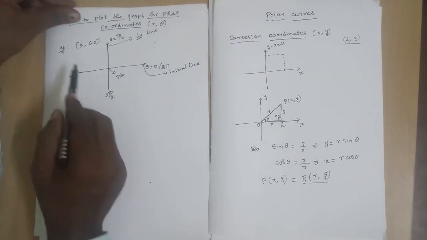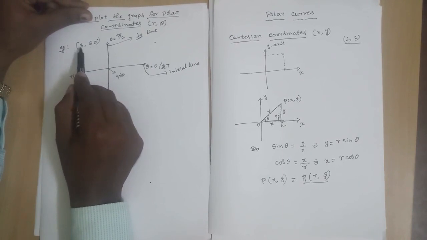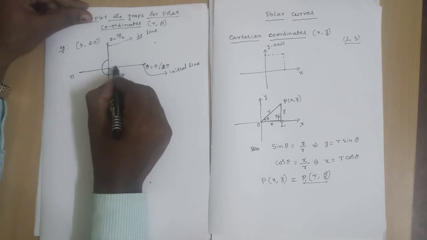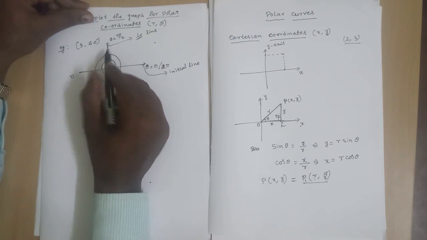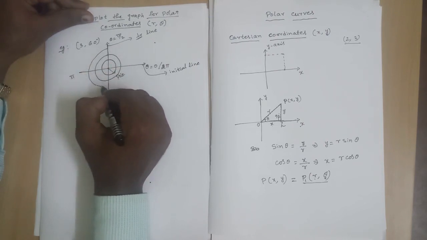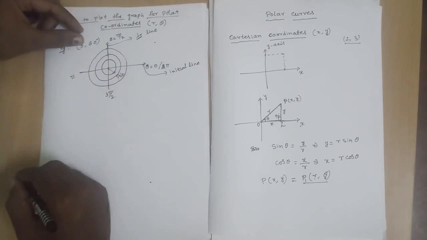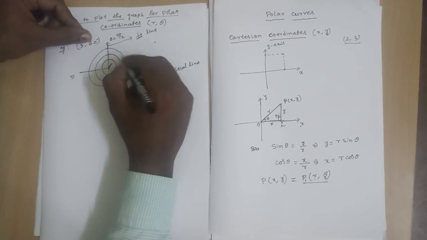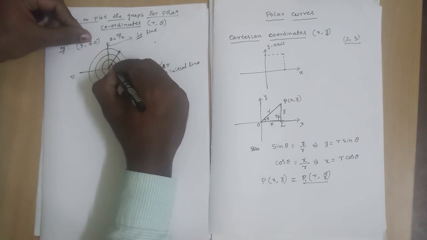So I want to plot 3 comma 60 degrees. So theta is 60 degrees and r is 3. What do you get? This circle is r equals 1, this is r equals 2, and here r equals 3, right? And what is 60 degrees? From the pole you have to measure 60 degrees, between 0 and pi by 2, right? So this is your 60 degrees.